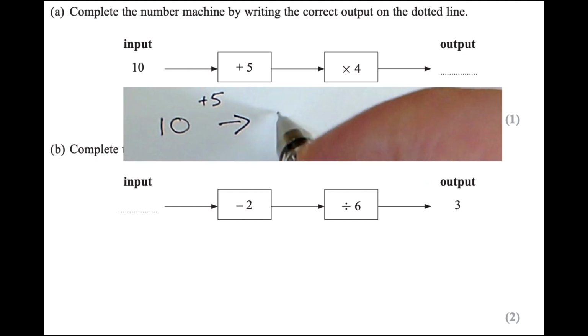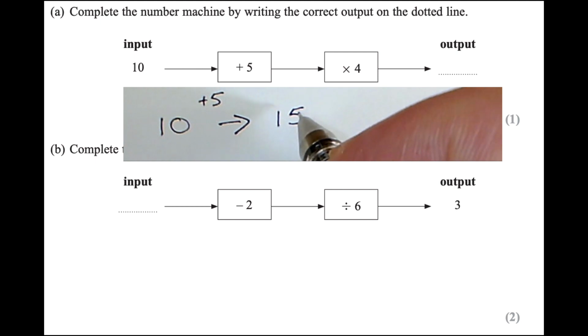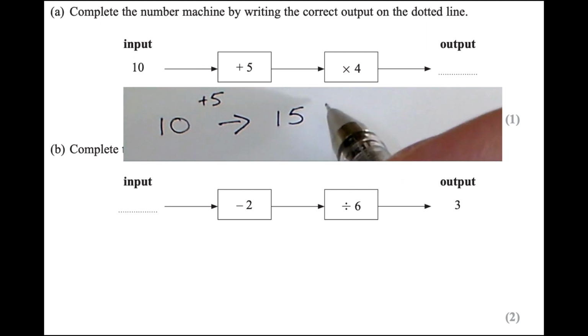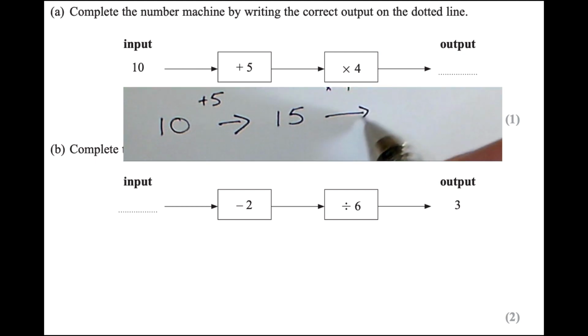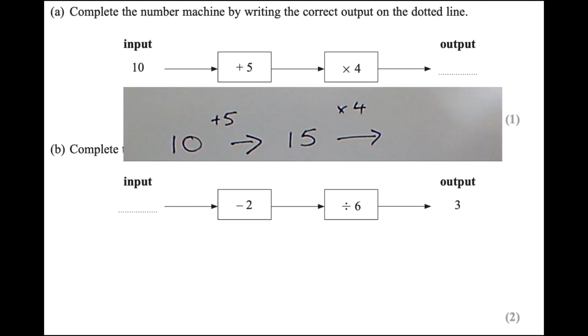And then we're told that we have to multiply by 4. So if we times 15 by 4, well, you could use a calculator, but you can do it in your head, probably double it and double it again, so 30 and 60. So the output's going to be 60. So if you put 10 into the machine, 60 is going to come out the other end.